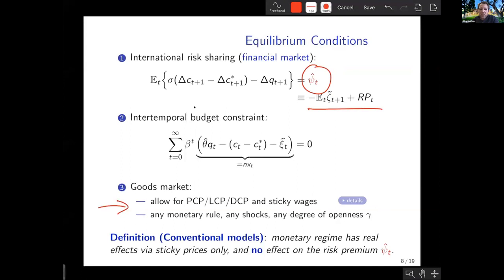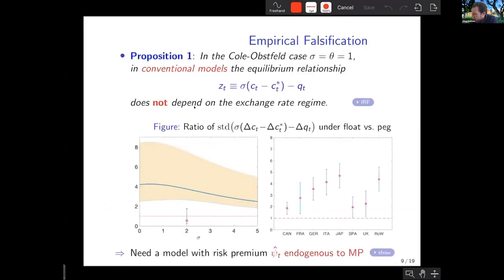Well, it turns out that conventional RBC and New Keynesian models have very small risk premia that don't really move with stuff. They're just kind of small, right? And so as a result, those models are approximated well by our definition of the conventional models. What happens in conventional models is that there exists a sufficient statistic which combines consumption and real exchange rate together.